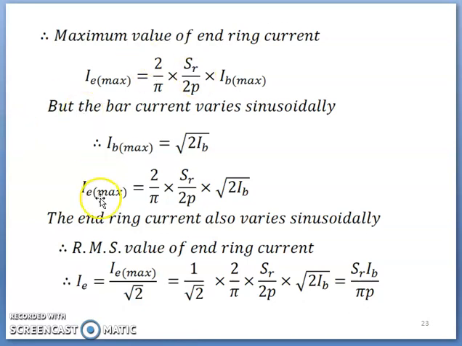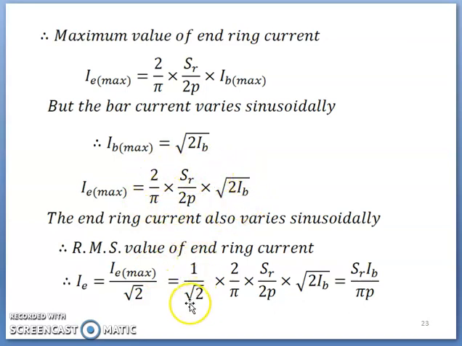Based on this theory, the maximum value of end ring current is given as IE max equal to 2 by pi into SR by 2P into IB max. But as bar current varies sinusoidally, IB max equal to root 2 times IB. Hence in place of IB max we can write root 2 times IB. And the end ring current also varies sinusoidally. Therefore, the RMS value of end ring current I equal to IE max divided by root 2.